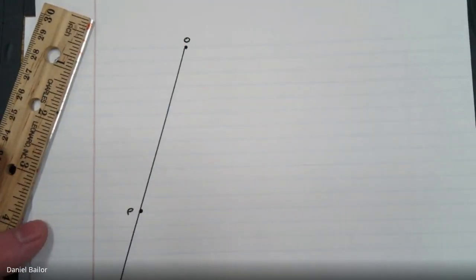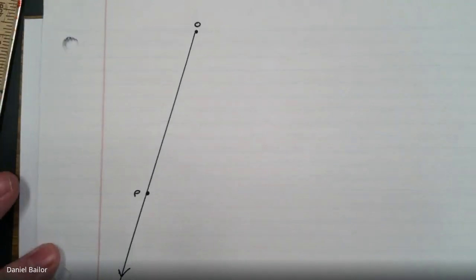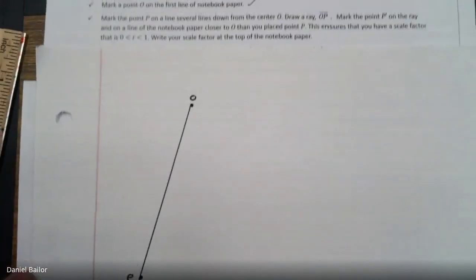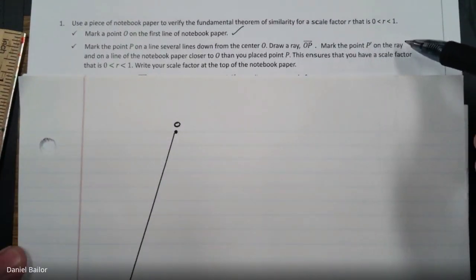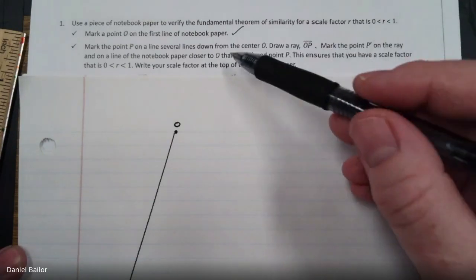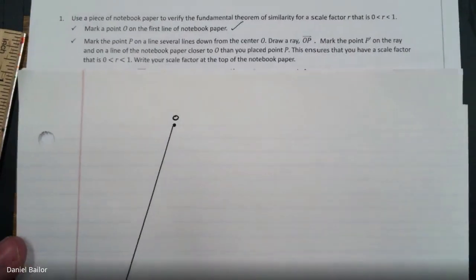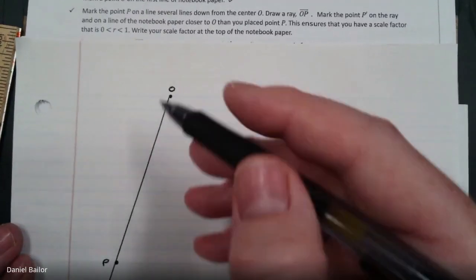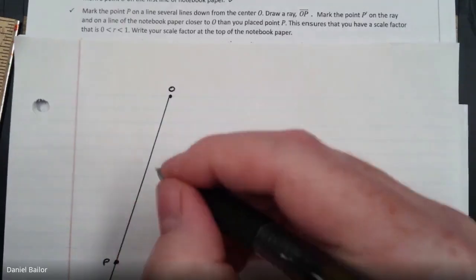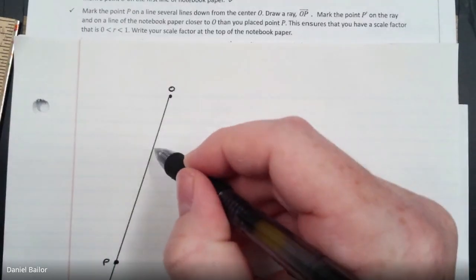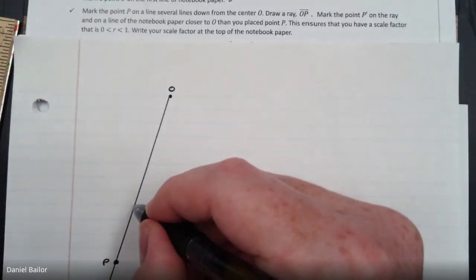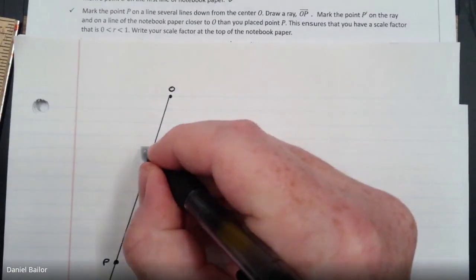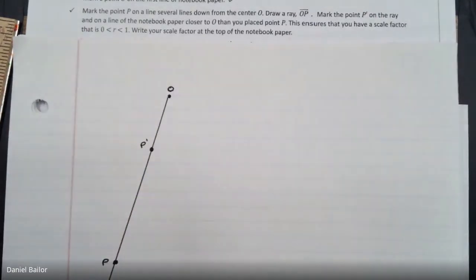So there we go. And then what's the next thing it says? Mark the point P prime on the ray and on a line in the notebook paper closer to O. So I need P prime to be closer to O on another blue line. So let's put it right, oh, let's go right here. This can be P prime. Does not really matter where you put it. There's P prime. So P was down here.